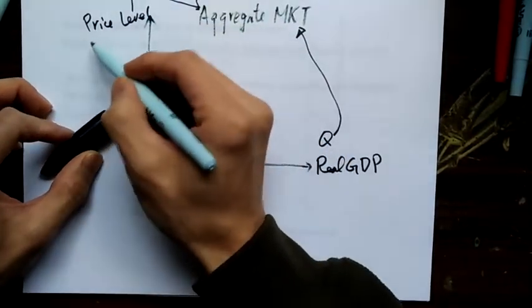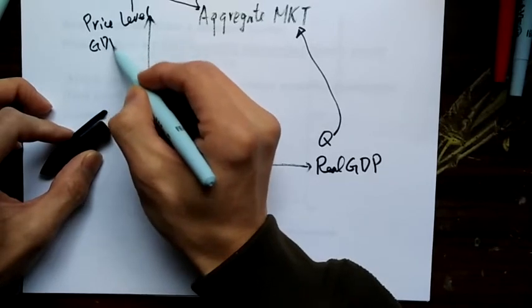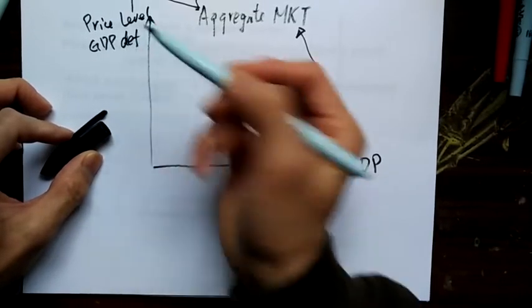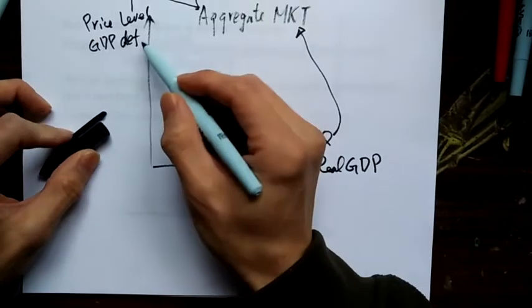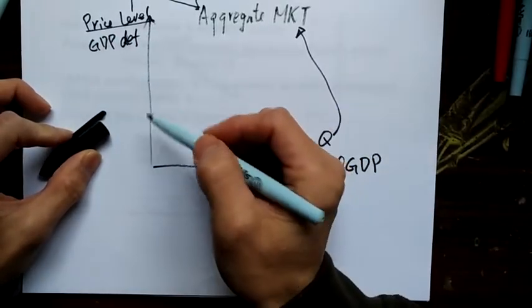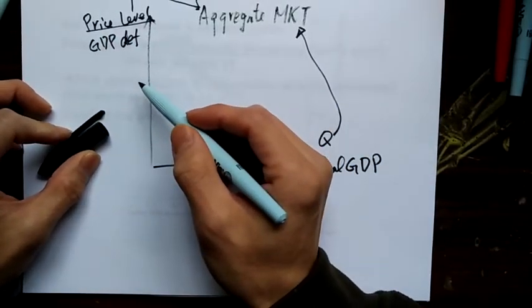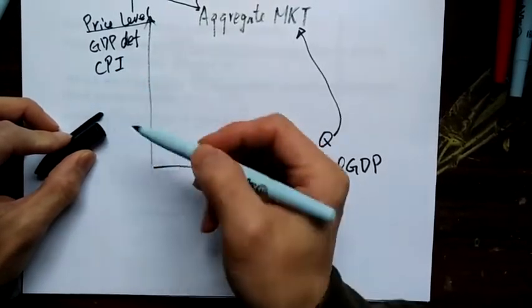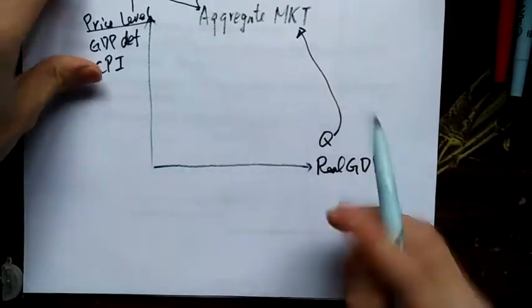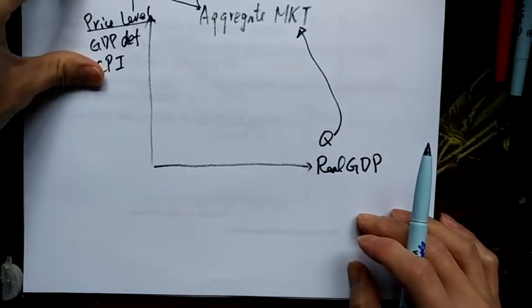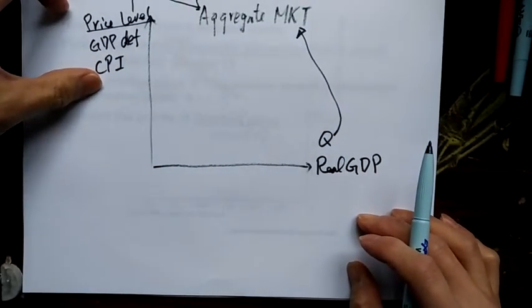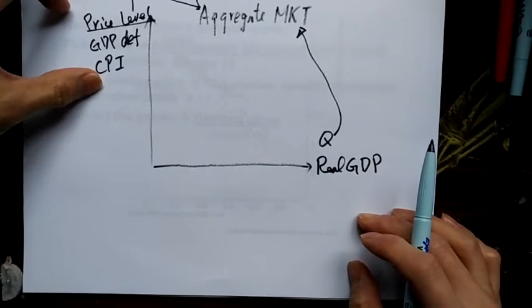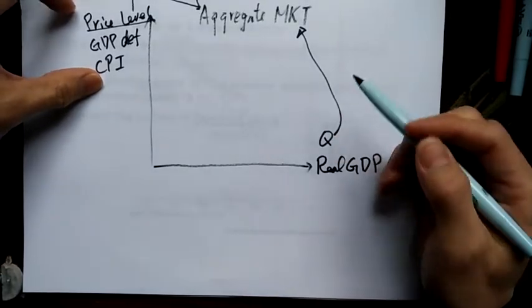In chapter 4, we use the GDP deflator to measure the price level. In the first part of chapter 5, we use the CPI to measure the price level in the aggregate market. Next, we want to start to draw the demand curve, the aggregate demand curve.